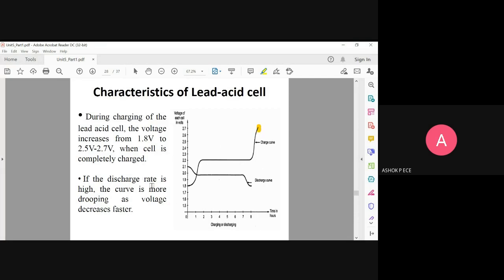If the discharge rate is high, it means the curve is dropping more. So when the battery is discharging, the voltage will be dropping at a faster rate.